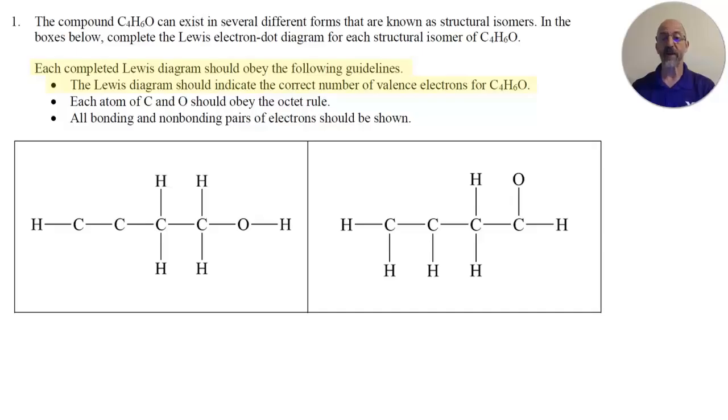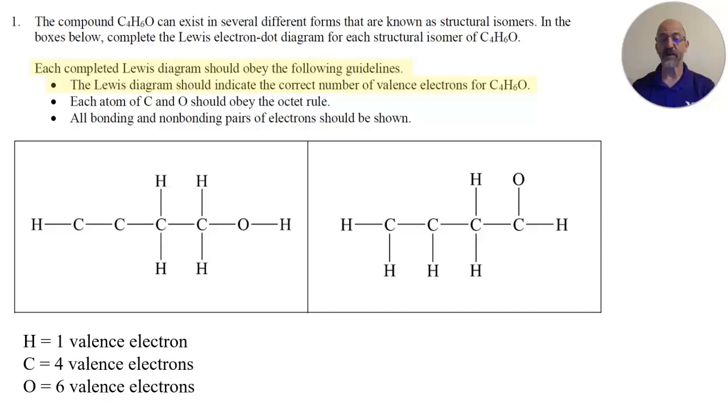Now, in terms of the information on the periodic table, we can count the number of valence electrons for each atom based on its position in the periodic table. So hydrogen has 1 valence electron, carbon has 4 valence electrons, and oxygen has 6 valence electrons. So if I have C4H6O, that would be 4 carbon atoms, so 4 times 4, 6 hydrogen atoms, so 1 times 6, and then 1 oxygen atom, so 6 times 1, for a grand total of 28 valence electrons.